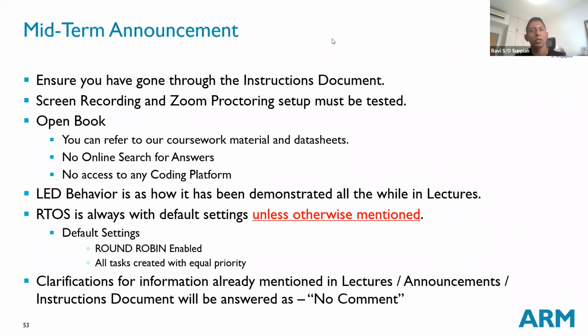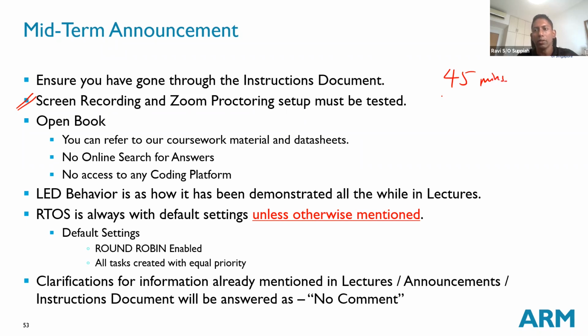Firstly, make sure you have gone through the instruction document that I've uploaded. It gives you all the details about the timing and the setup that you need. I think all of you have done an online Luminus quiz before, so you should know the procedure quite well. For screen recording and Zoom proctoring, please make sure you test it out on your own, especially the screen recording. You need to make sure that it is able to last for at least about 45 minutes. The test itself is 40 minutes.